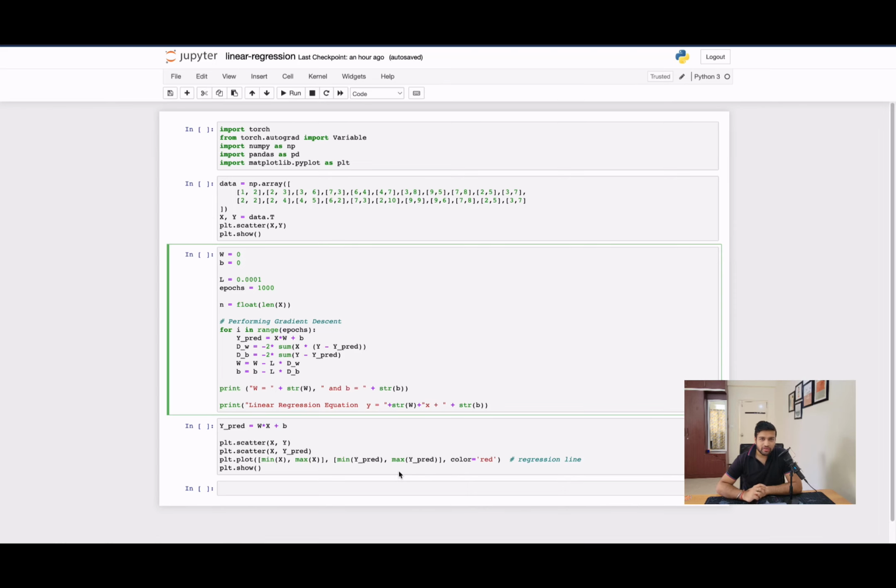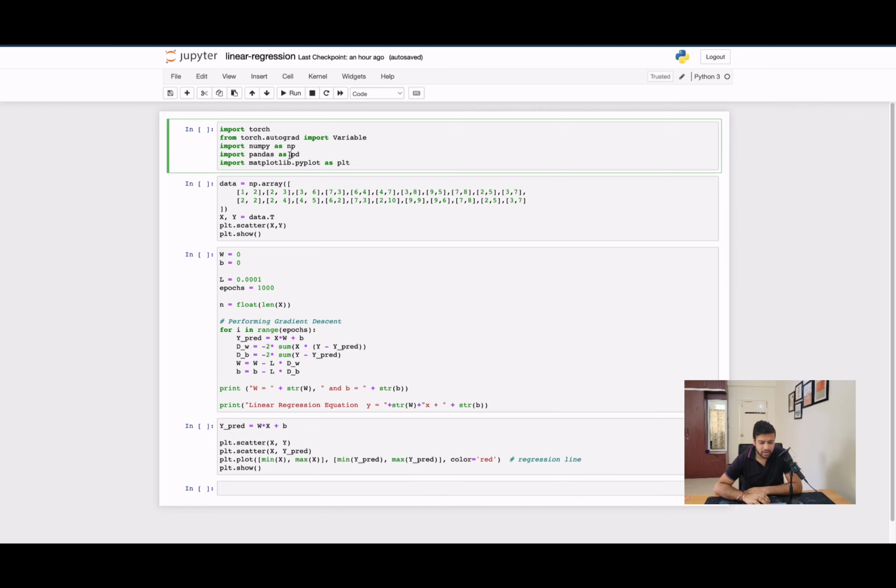So in the first part of this video, we understood the theory behind linear regression. If you have not seen that video, please go and watch it before you continue with this one. You can find the link in the I button above. In this video, we'll do a code walkthrough of how you can implement linear regression using PyTorch. So let us get started.